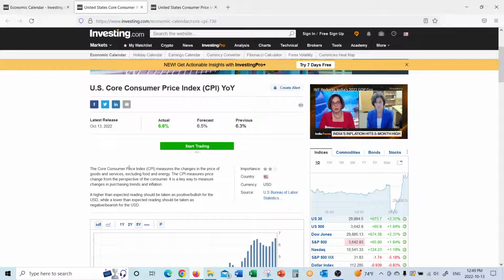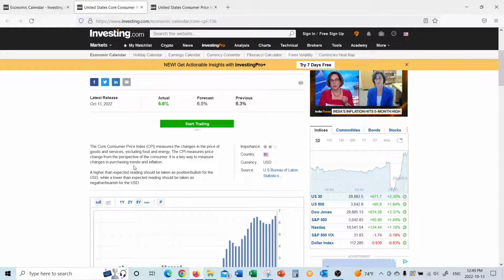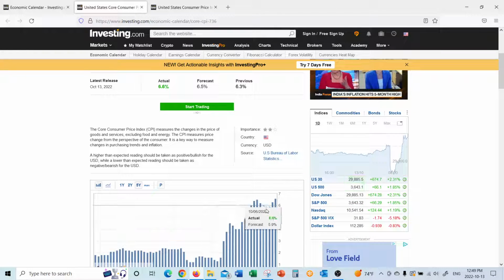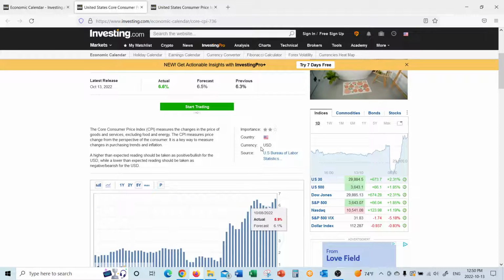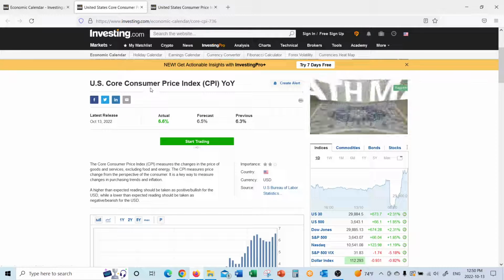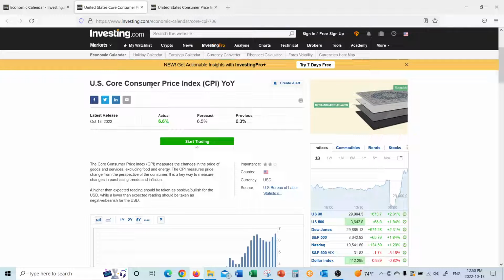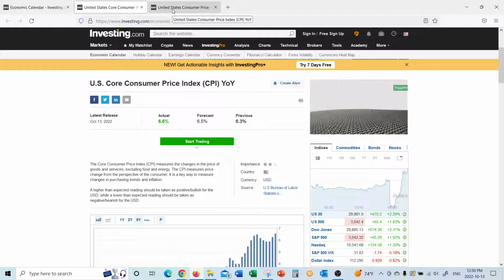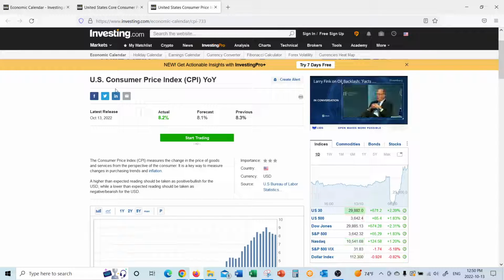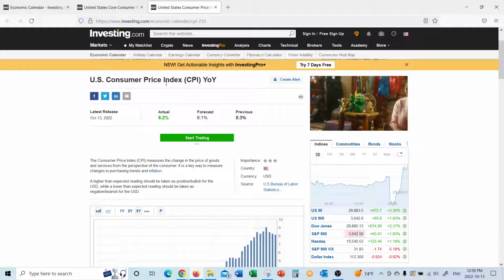Now here's something that's very interesting: the core number, right? The core number actually ended up at 6.6%, which basically beats the highest point of this year in April of 6.5%. So we made a new high in core, which is telling you that inflation on the core end is not coming down.